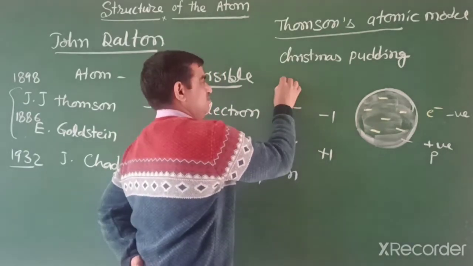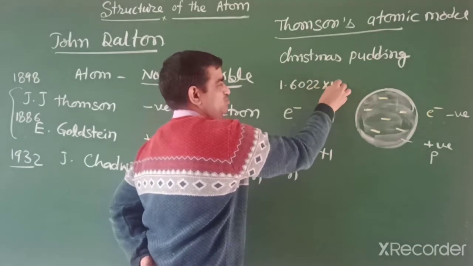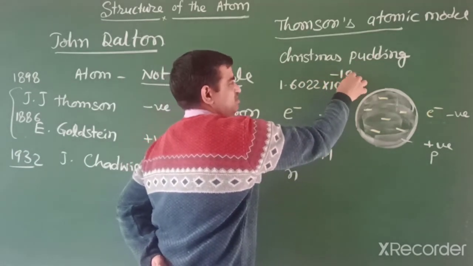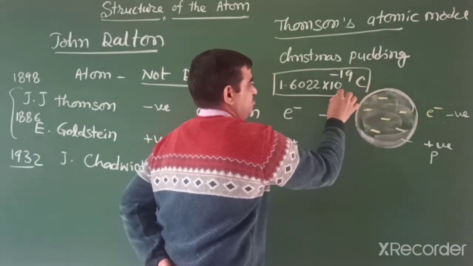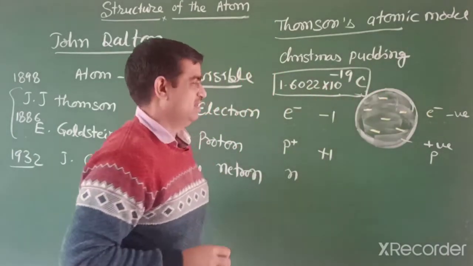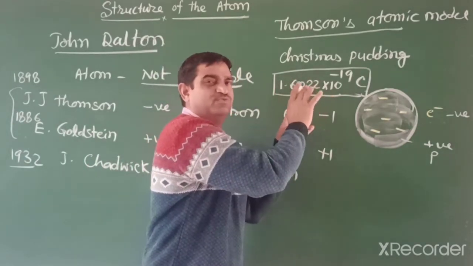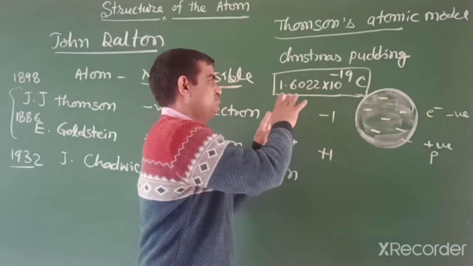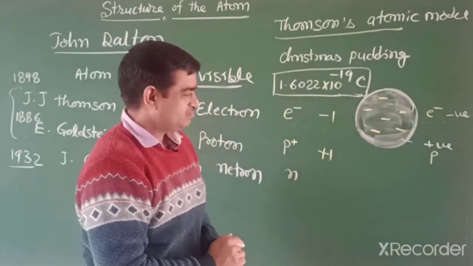This charge is 1.6022 × 10^-19 coulomb. This is the actual charge, we will study it in 11th class, but for this electron we assume the charge as -1, and proton also has a similar charge, known as +1.